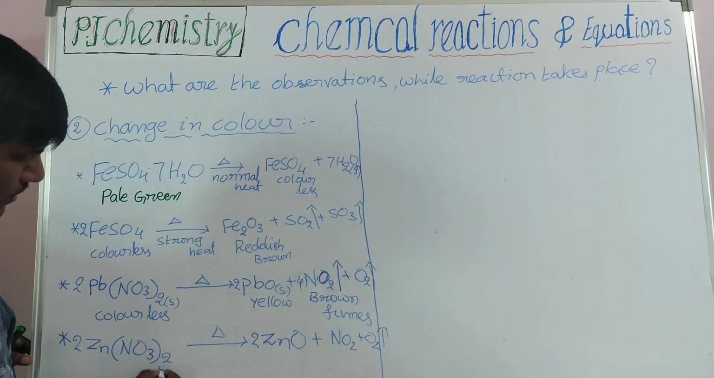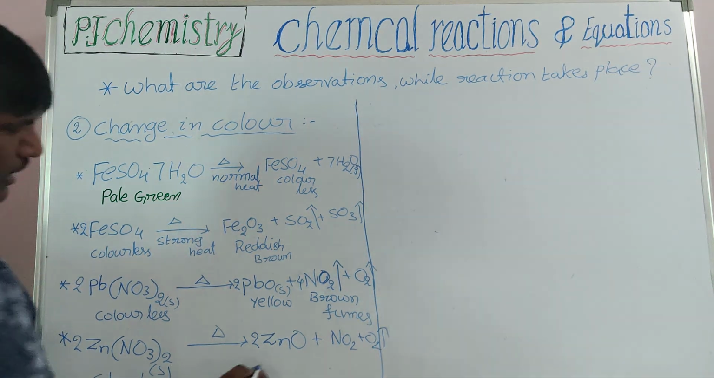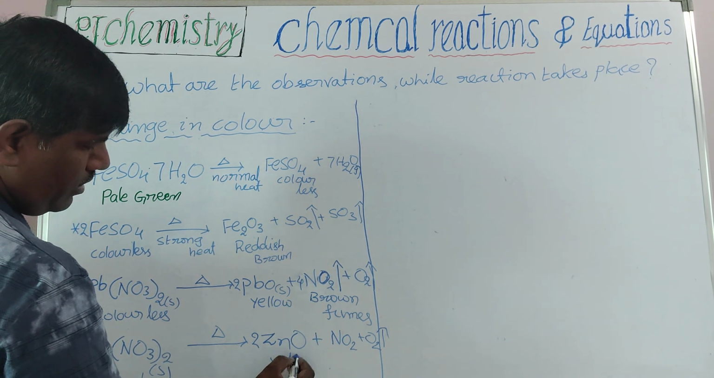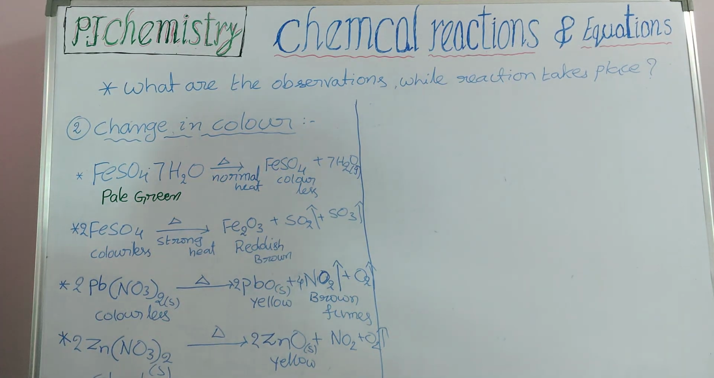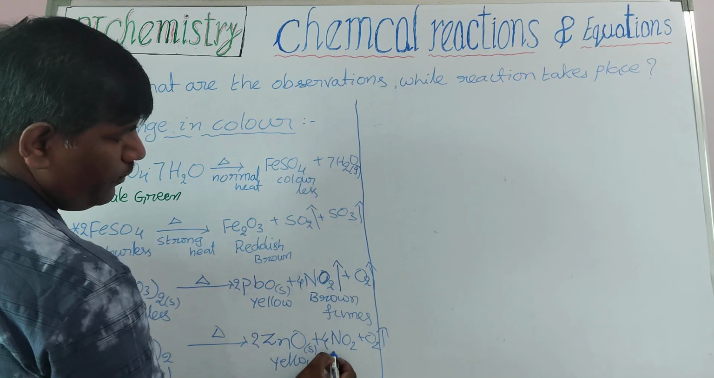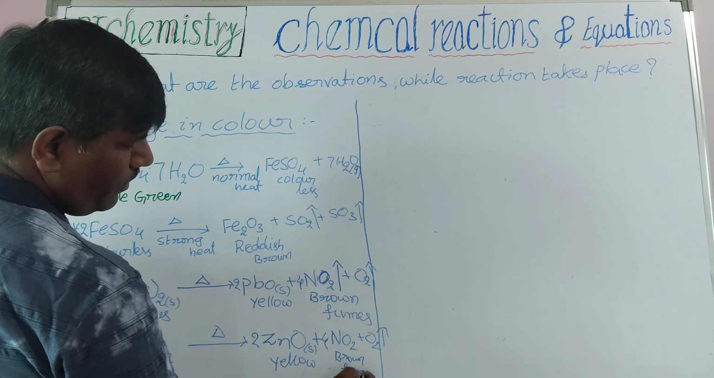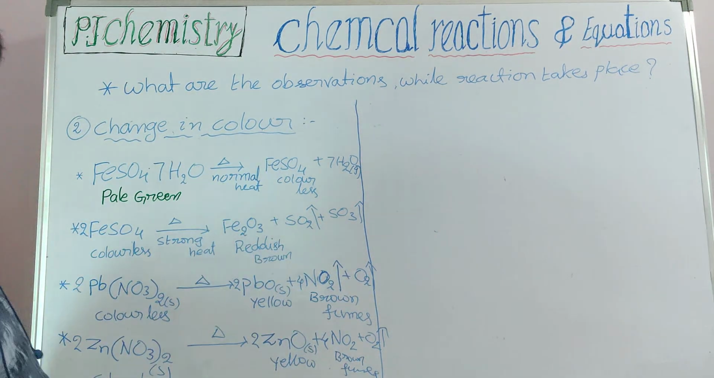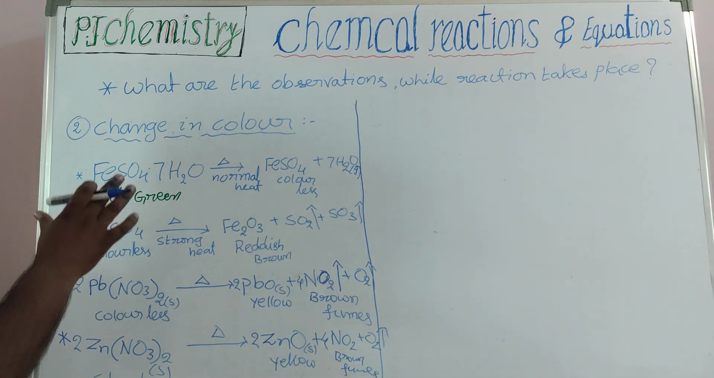ZnO under hot condition appears yellow. Zinc nitrate is a colorless salt. It decomposes and under hot condition appears yellow in color. Nitrogen dioxide, as discussed above, gives brown fumes. Oxygen is a colorless gas. These are some examples about color change.